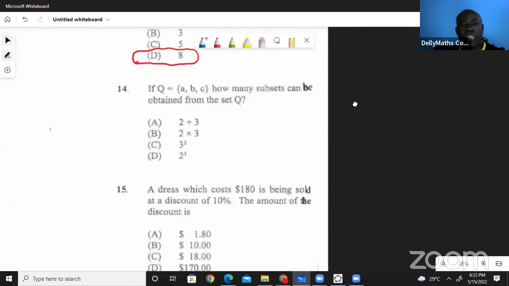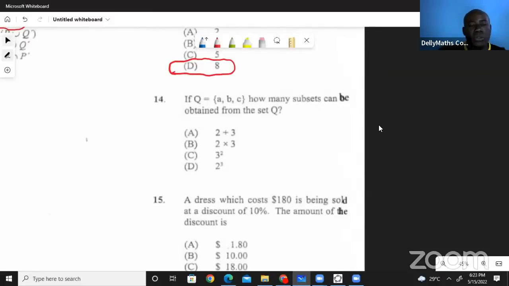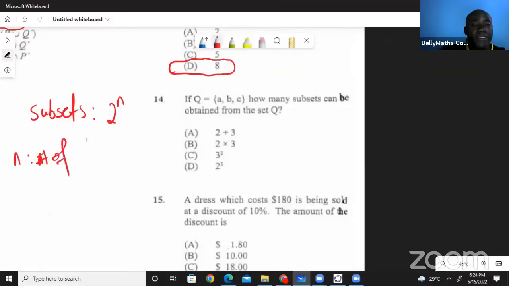Let's check out what number 14 is dealing with. Number 14 says, if Q is equal to A, B, and C, how many subsets can be obtained from set Q? I just want to take this moment to say that we can find the number of subsets by using the power of 2. It's going to be 2 raised to the n, where n is the number of elements.